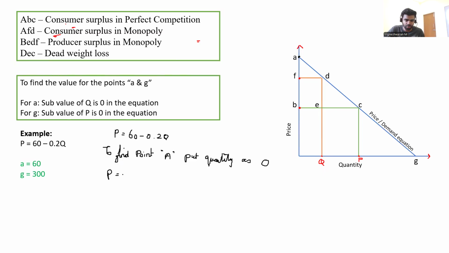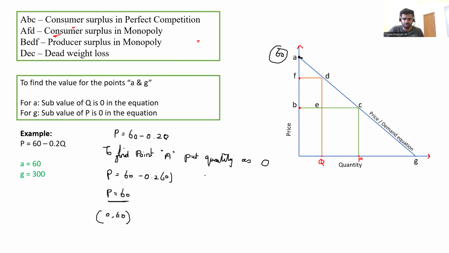So P is equal to 60 minus 0.2 into 0. So P is equal to 60. So that is the point A. The value of point A will be (0, 60). Okay, so the value of A is 60. That's what I'm trying to tell. The value of A is 60.